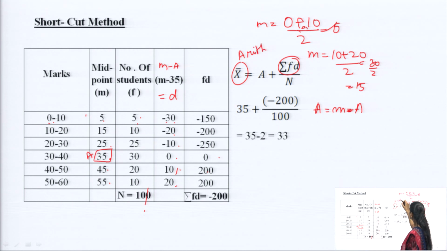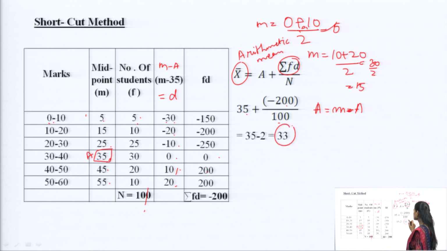Arithmetic mean is equal to assumed mean plus summation of fd divided by n. The assumed mean that I have assumed here is 30. So, 30 plus summation fd, which I have got as minus 200, divided by 100.